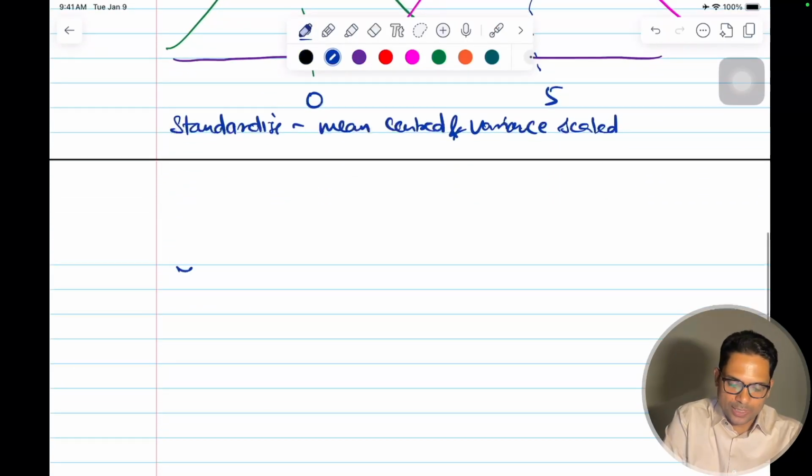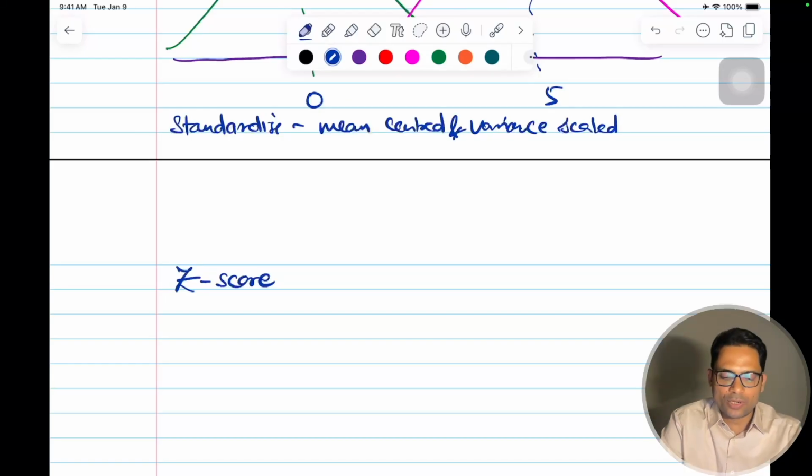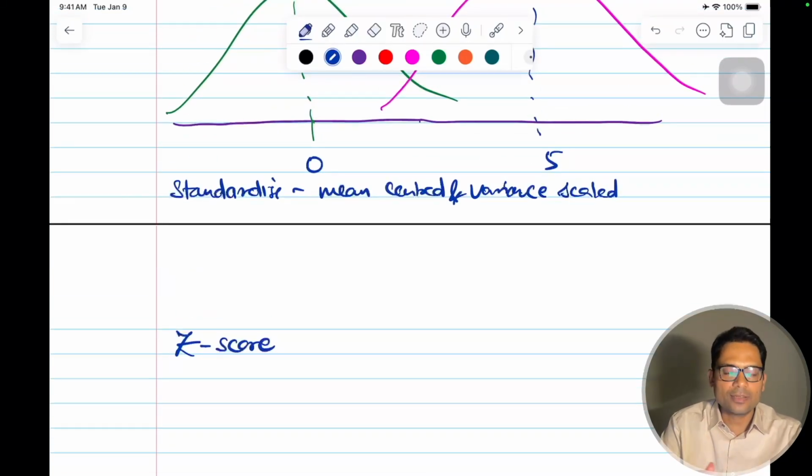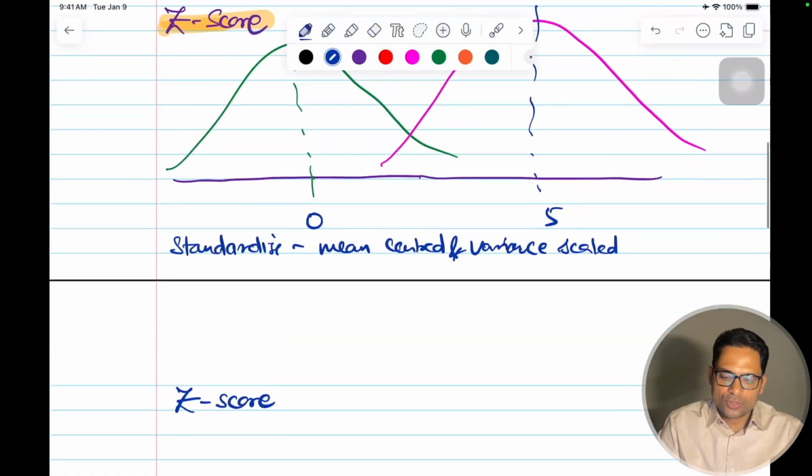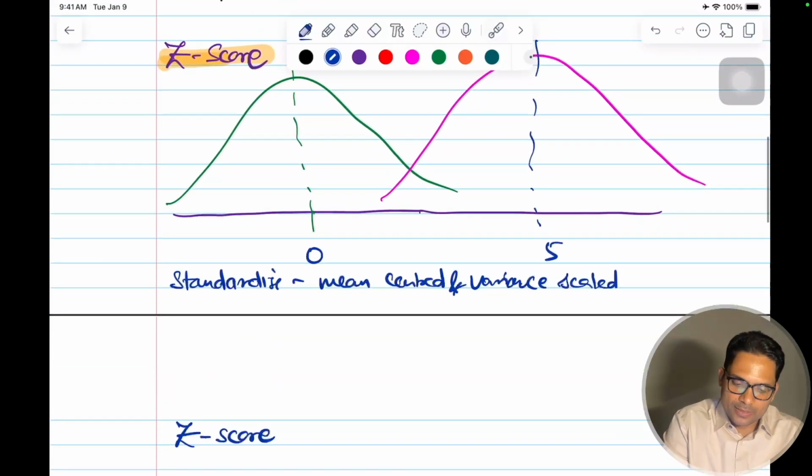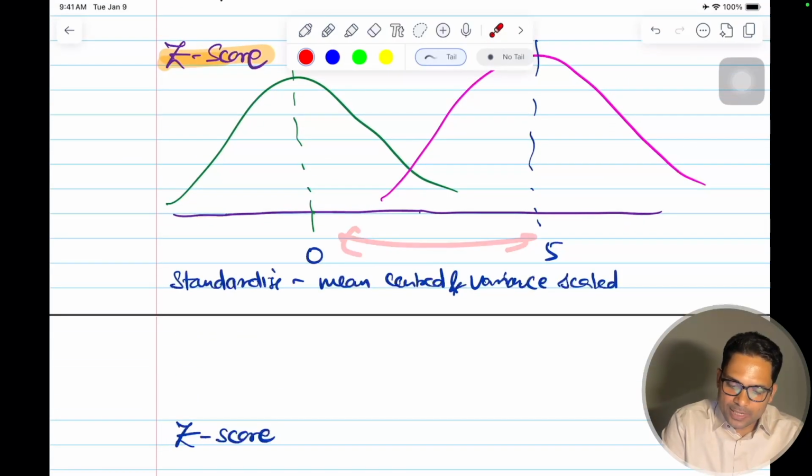So the z-score, that is a standardized score. That's what I was trying to explain to you. The z-score is for each data point. For each data point we standardize it, we bring its mean to 0. So if we subtract the mean here, this is the difference between the means of these two. If I subtract, this is the new mean.